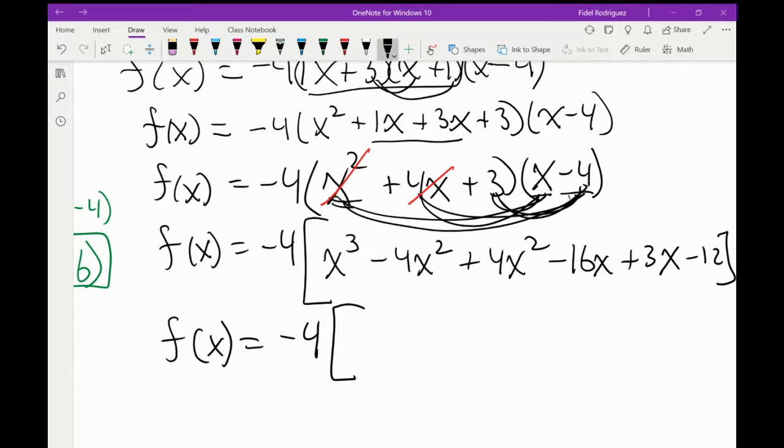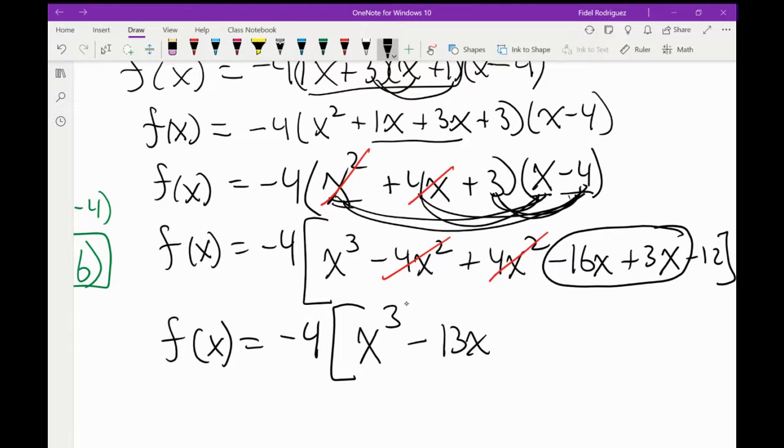Okay, so now I'm going to worry about combining like terms, y'all. So in here, look, -4x squared and positive 4x squared cancel each other out. So I just got an x to the 3rd. And then these two right here, a -16x and a plus 3x, it's going to leave me with a -13x. And then I still have this -12.